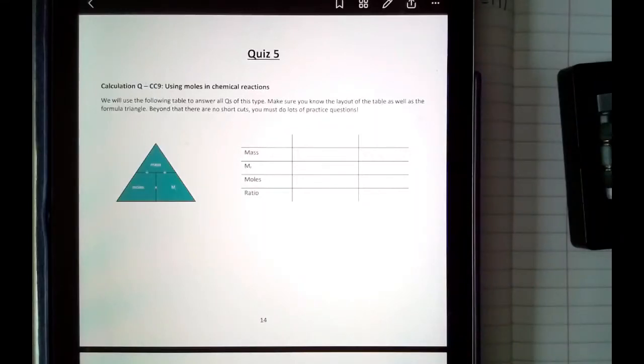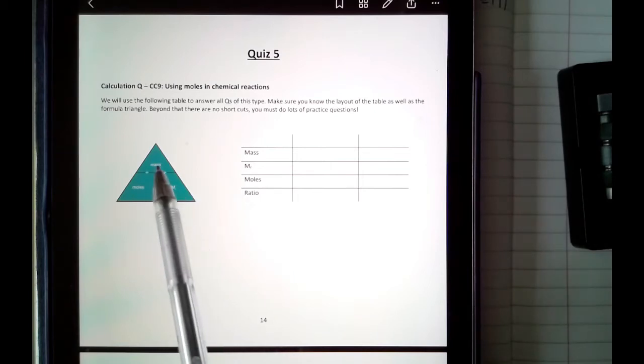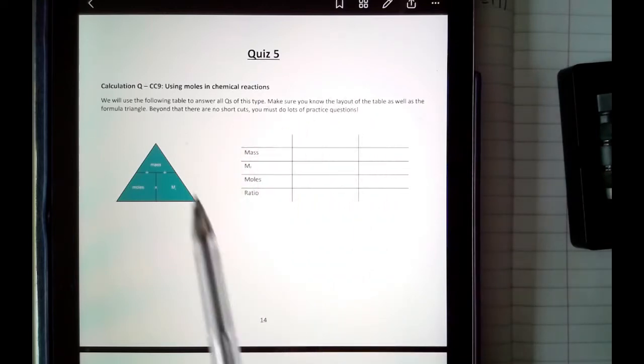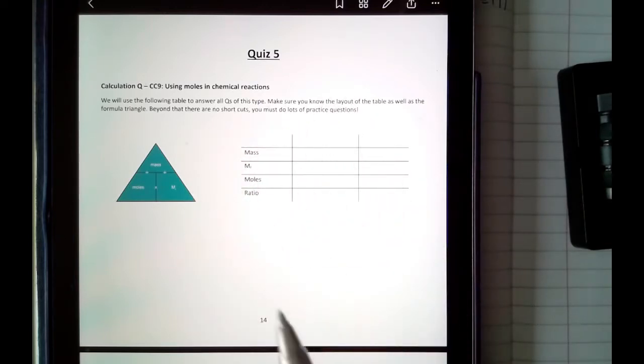So in this video, I'm going to run through the content needed for quiz 5, which is about using moles in chemical reactions. In order to answer these questions, you do need to know this formula triangle. So you've got mass at the top, moles and formula mass at the bottom. And even though you don't technically need to use this table, I would really like you to.